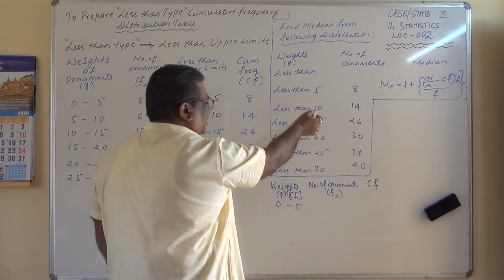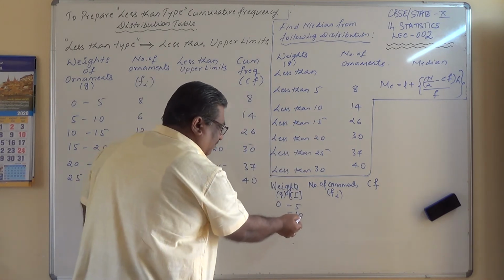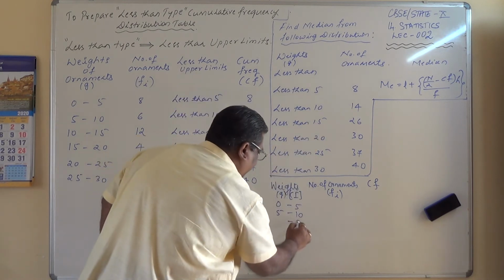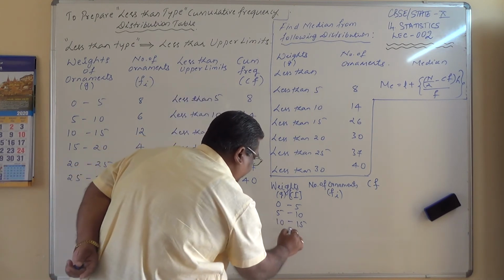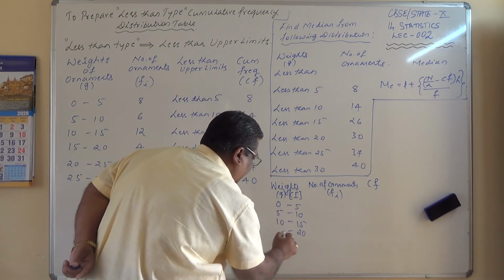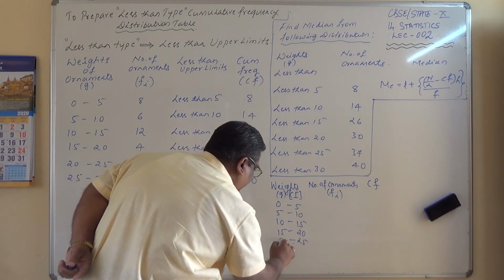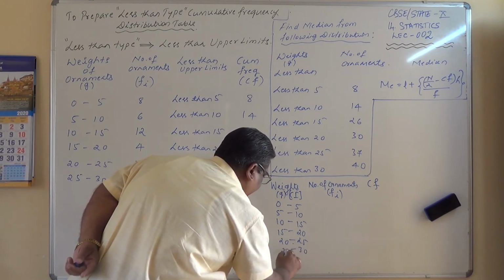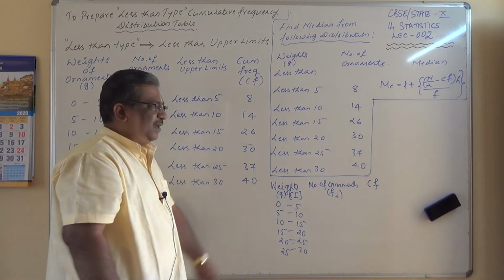Now less than 10, 10 is the upper limit. Subtract class size from the upper limit. 10 minus 5, 5. Next, upper limit is 15. 15 minus 5, 10. Next is 20. 20 minus 5, 15. Next is 25. 25 minus 5 is 20. Next is 30. 30 minus 5 is 25. So this is how I obtained a particular class interval.